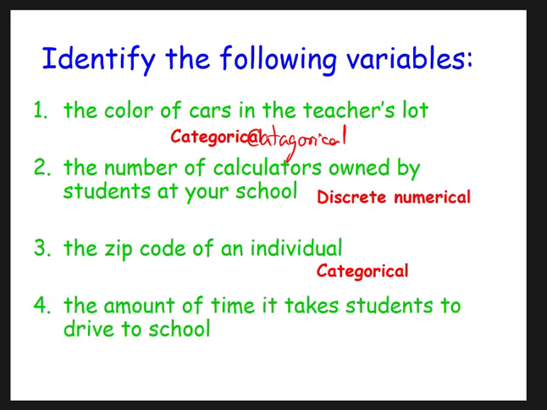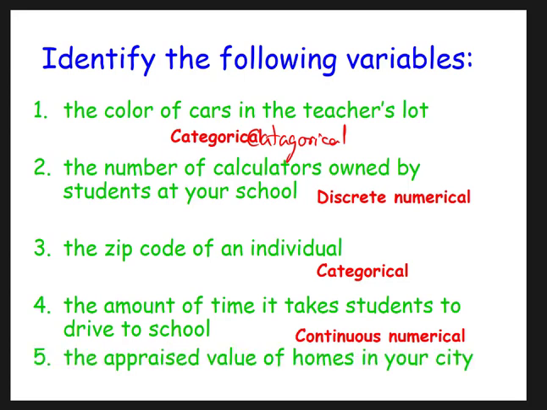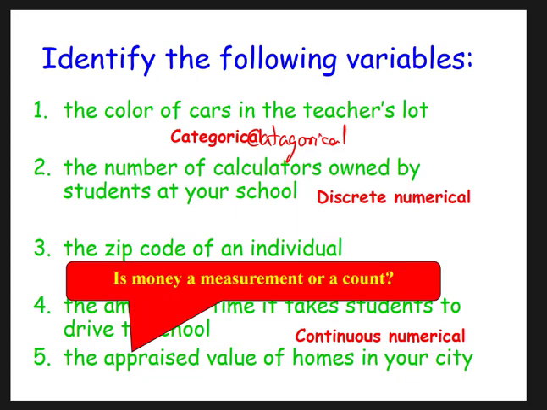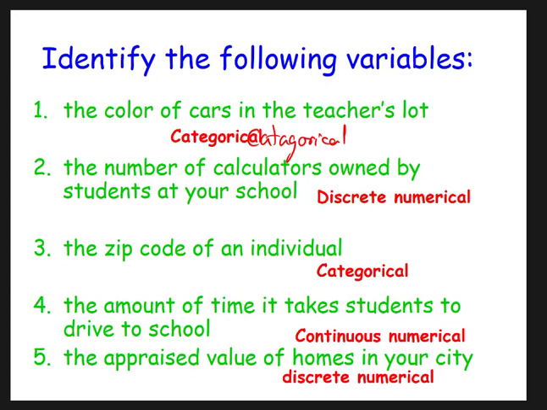The amount of time it takes students to drive to school. Well, this is numerical and it is continuous because it's time. The appraised value of homes in your city. This is also numerical. Is money a count or a measurement? Money is always a tricky one because, well, you can say we can go to fractions of a penny, or do we just automatically count it at a penny? This is actually discrete numerical, because even though we could calculate down to a hundredth or a thousandth or a millionth of a cent, there's a natural rounding point.